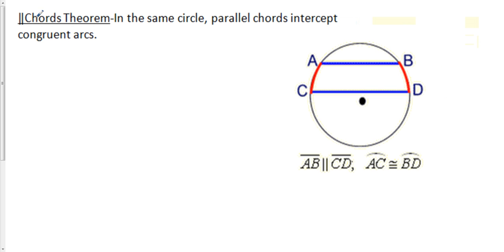Last little theorem here, the parallel chords theorem. In the same circle, parallel chords intercept congruent arcs. So if this line is parallel to this line, that AB is parallel to CD, then this arc, AC, is the same as this arc, BD. Same thing, other way around. If we weren't told that that was parallel, if we were told this arc, AC, measures the exact same as this arc, BD, then we know for sure AB has to be parallel to CD. And again, it's the if and only if. It goes both ways. One implies the other.